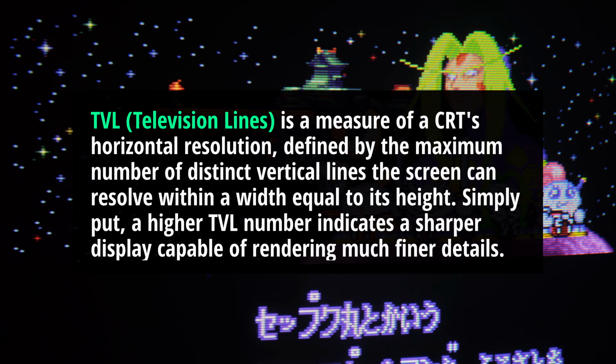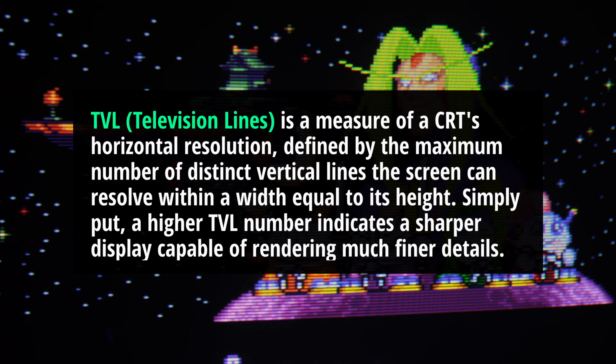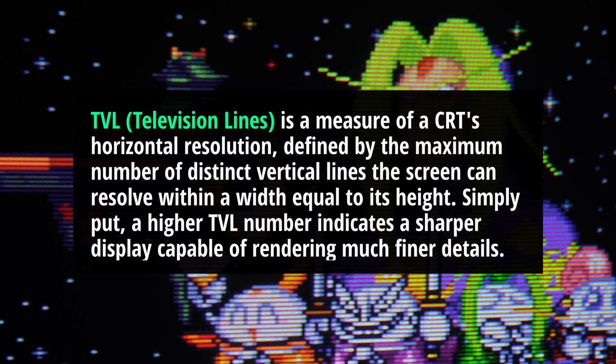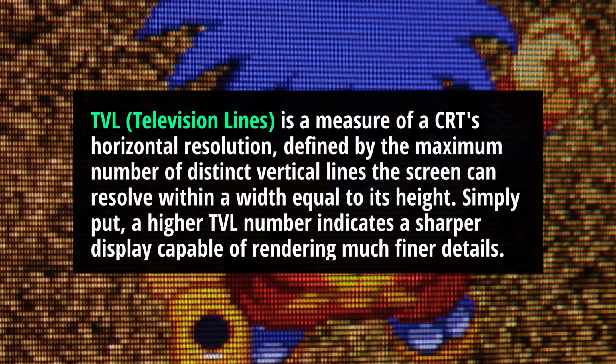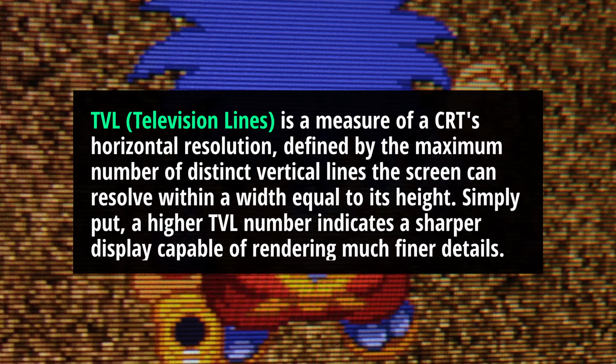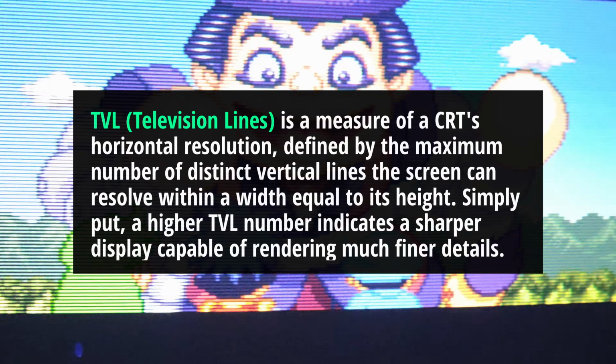This is a measure of a CRT's horizontal resolution, defined by the maximum number of distinct vertical lines the screen can resolve within a width equal to its height. Simply put, a higher TVL number indicates a sharper display capable of rendering much finer details.